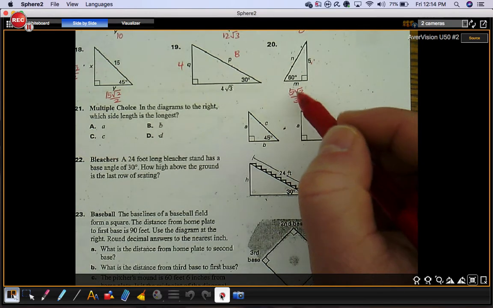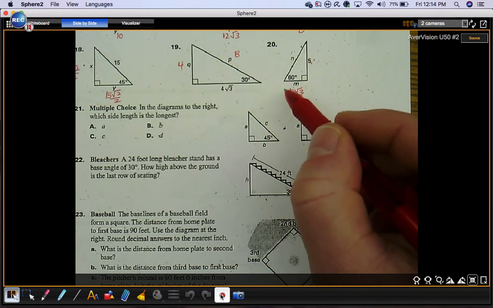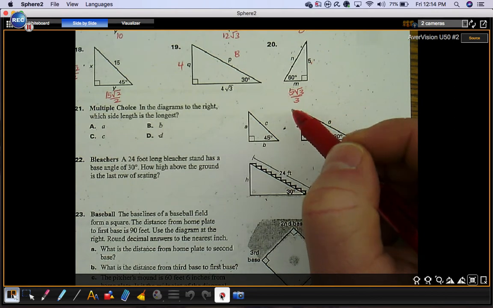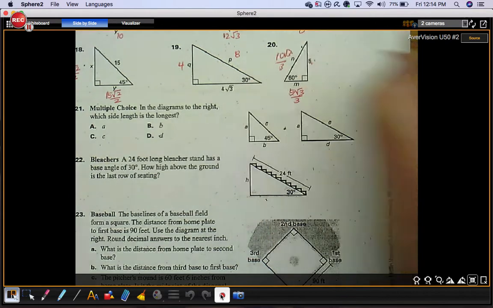Your hypotenuse then would be 2 times this. And you might not be sure what 2 times this is. If you're multiplying by 2, that's 2 over 1. So the 2 goes in the numerator. So it's going to be 10 square roots of 3 over 3.